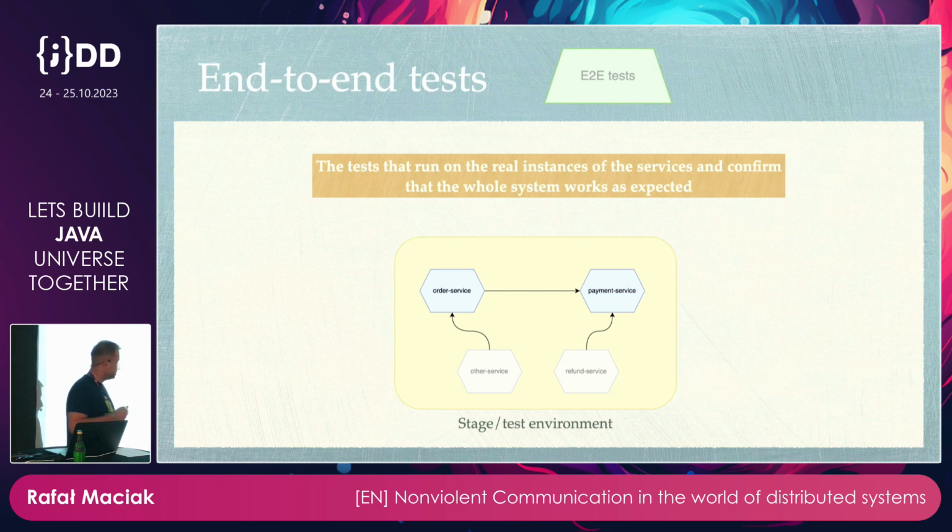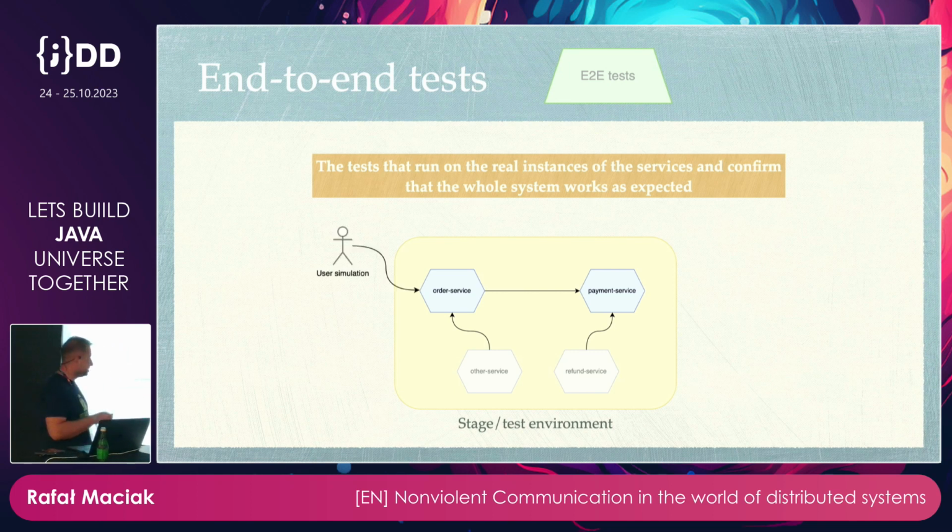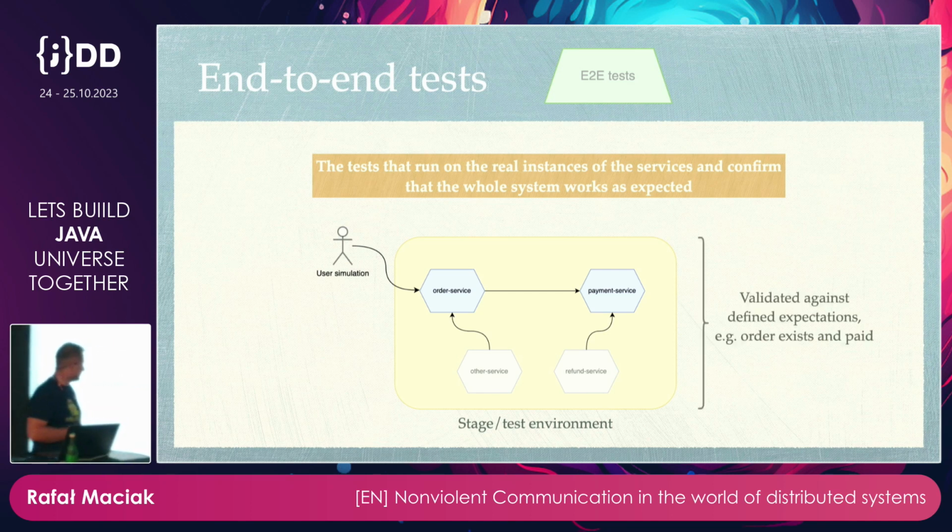How do we do that? Usually by simulating the user's behavior. Whether this is the user clicking on the UI or calling the REST API, it doesn't matter. The crucial part here is that in the test assertion, we validate whether all the expectations regarding the functionality have been met. So for example, in our case, we could check that the order was created, it is visible in the system, and it was paid.